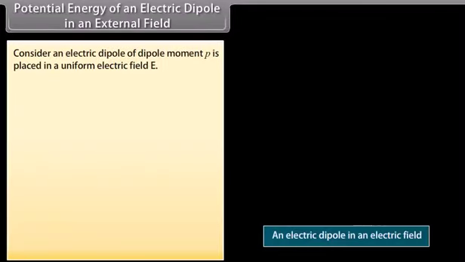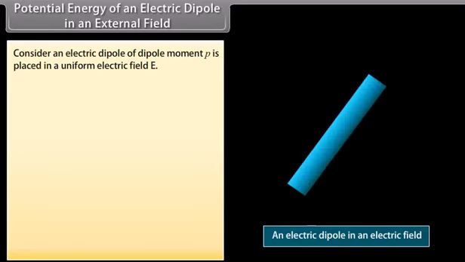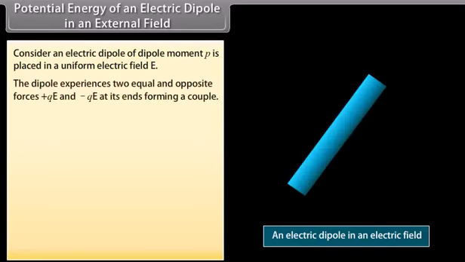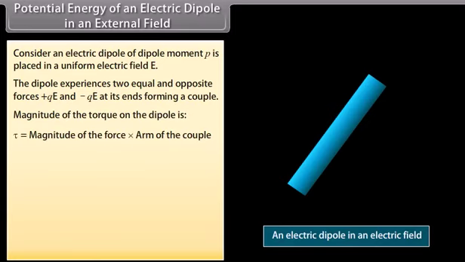Potential energy of an electric dipole in an external field. Consider an electric dipole of dipole moment P placed in a uniform electric field E. The dipole experiences 2 equal and opposite forces, plus qE and minus qE, at its ends, forming a couple. The magnitude of the torque on the dipole is equal to the magnitude of the force into the arm of the couple. Tau is equal to qE into 2l sin theta, which is equal to PE sin theta.